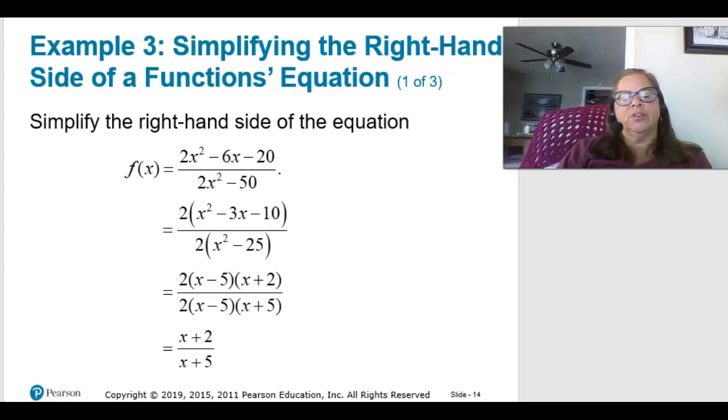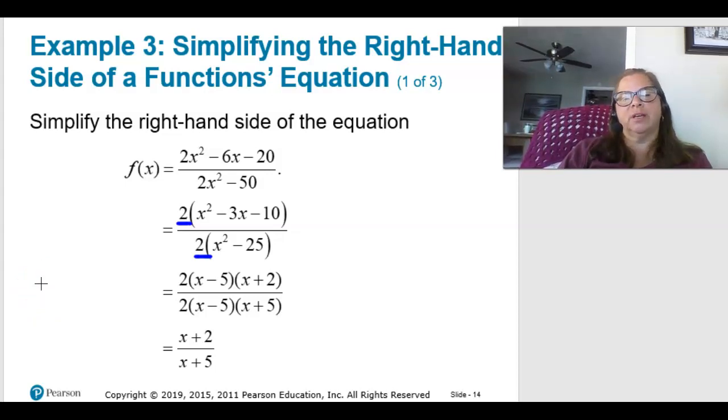Now, let's take a look at the function of 2x squared minus 6x minus 20, all divided by 2x squared minus 50. And let's see if we can factor that. We still do all the same things that we did in the previous chapter. We ask ourselves if there's a greatest common factor, and there is a greatest common factor. If you divide 2 out of everything in the numerator and 2 out of everything in the denominator, we now get expressions that look factorable.